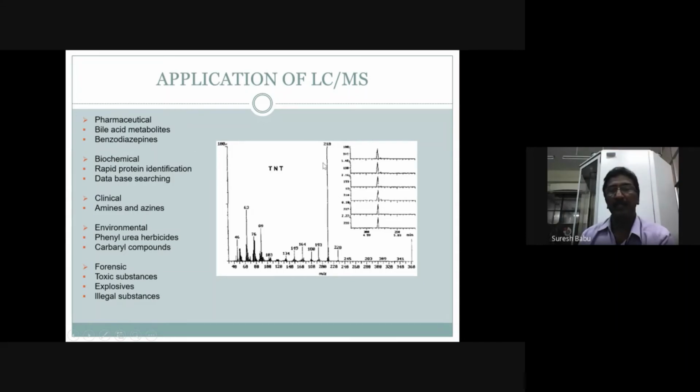This spectrum shows the MS spectrum of trinitrotoluene. So we can identify explosives and pharmaceuticals by this LCMS application.